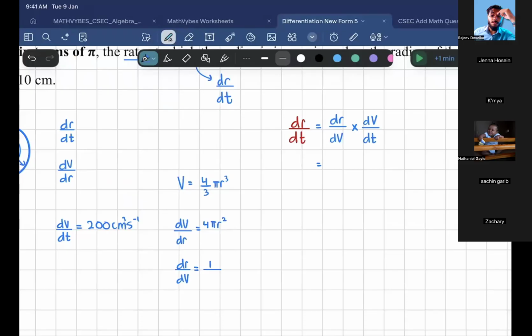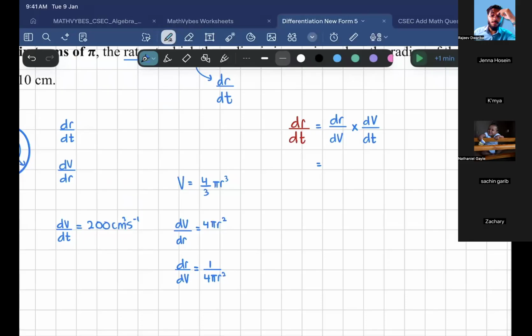You're overthinking it. Okay. No, I know it's 1 over dV/dr. But what was that again? dV/dr was 4 pi r squared. Okay, yeah. I was just looking for it in the word problem. So it's 1 over 4 pi r squared. Right?